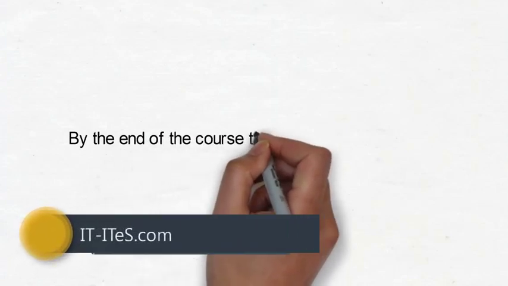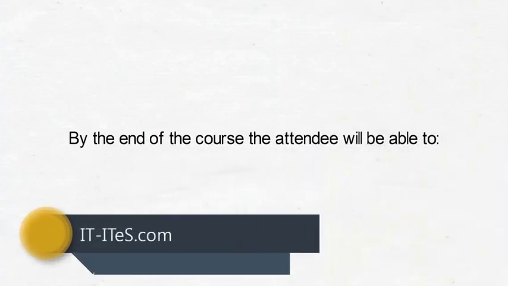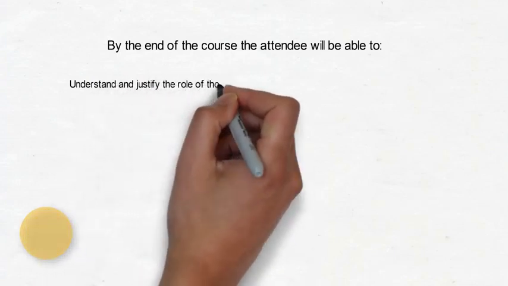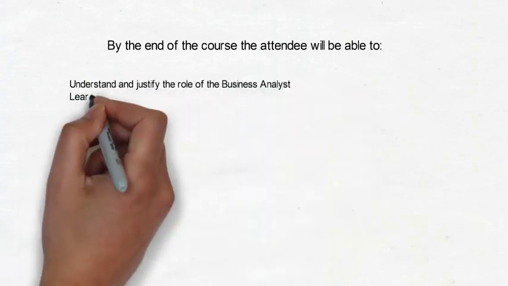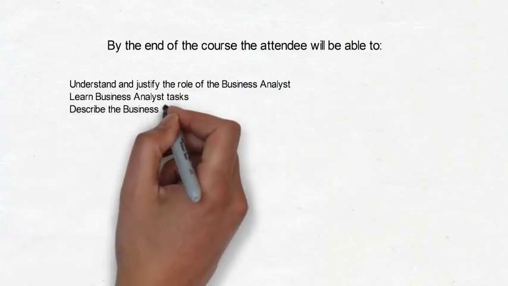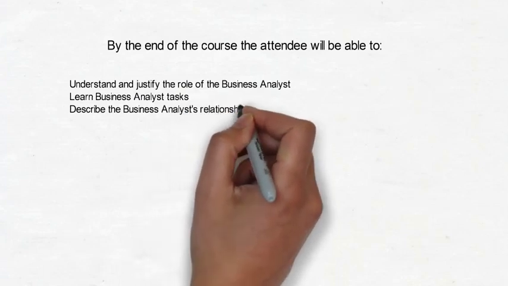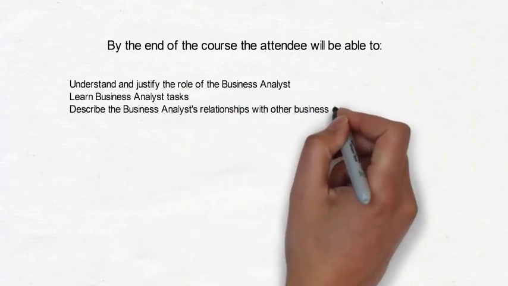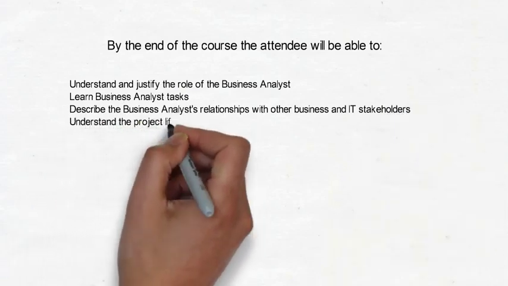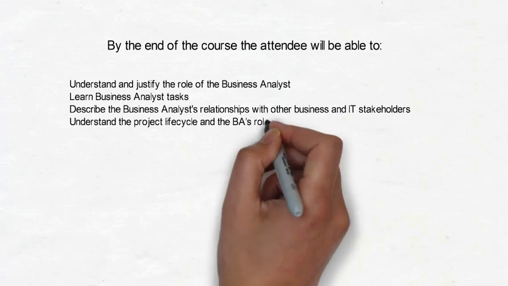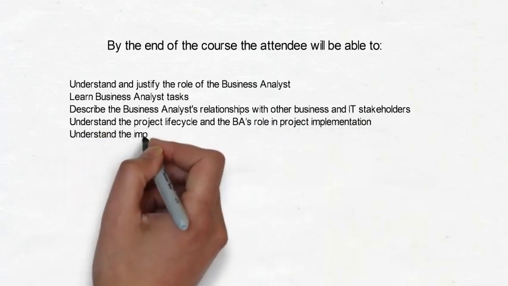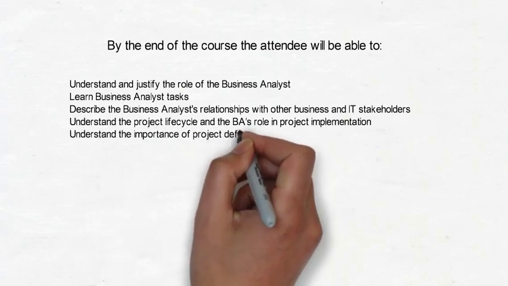Scope of this training. By the end of the course, the attendee will be able to understand and justify their role of the business analyst. Learn business analyst tasks. Describe the business analyst's relationships with other business and IT stakeholders. Understand the project lifecycle and the BA's role within it, including how this is affected by delivery approaches such as Agile, waterfall models. Understand the importance of project definition and scope.